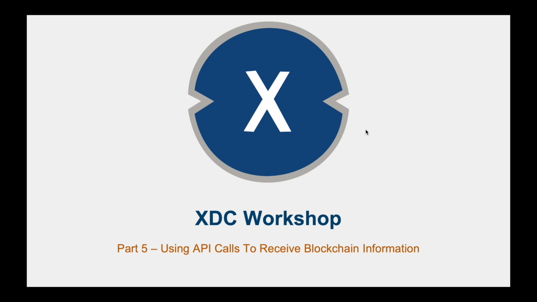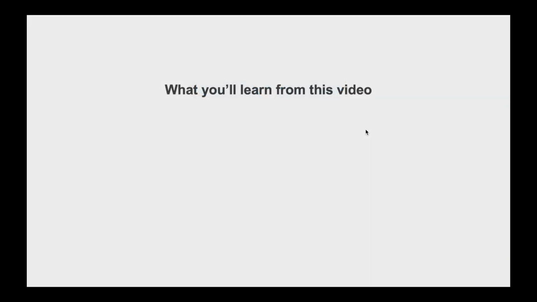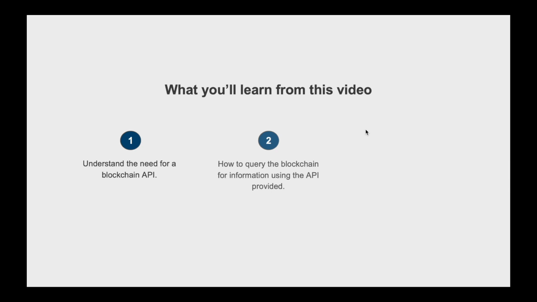Hey everyone, and welcome to the fifth part of this workshop, where we will be using API calls to receive blockchain information. We'll be learning three major things from this video. The first is to try to understand why we need an API to query the blockchain for information in the first place. Then we'll look at the documentation on how to use the API to query the information we need. And finally, we'll look at how we can parse the data and perform computation on the response we get from the API to get the desired information.